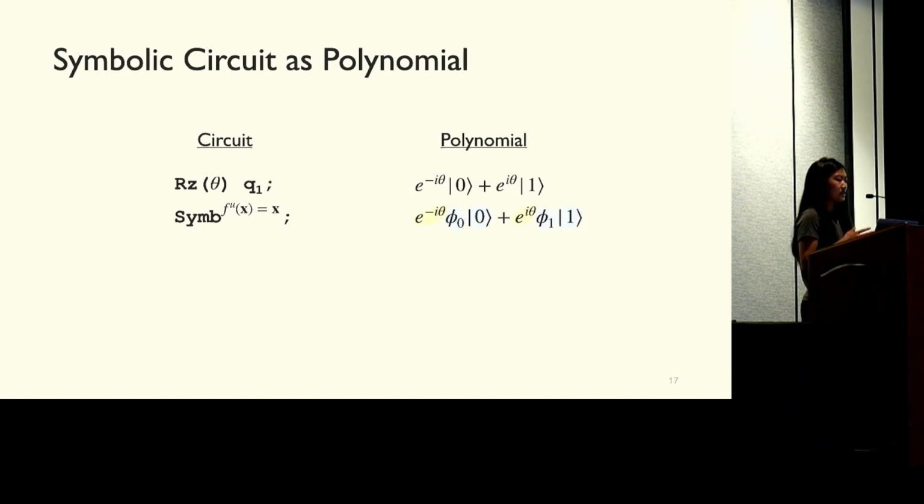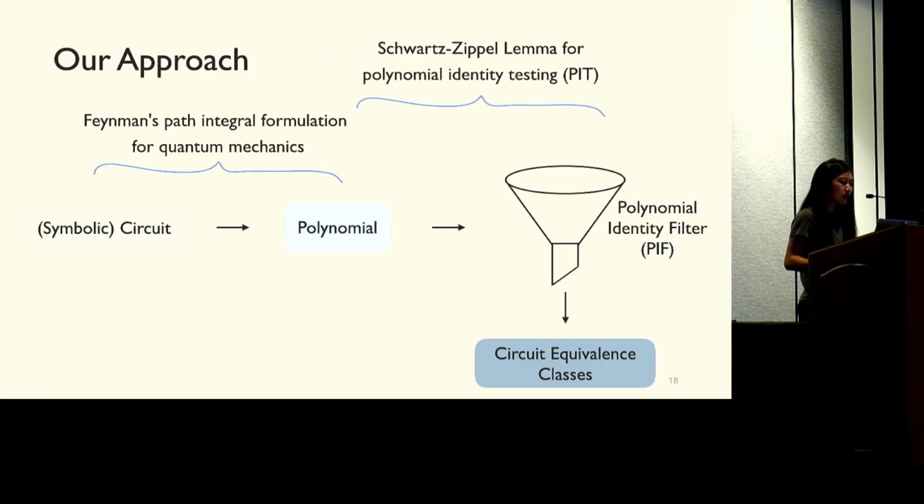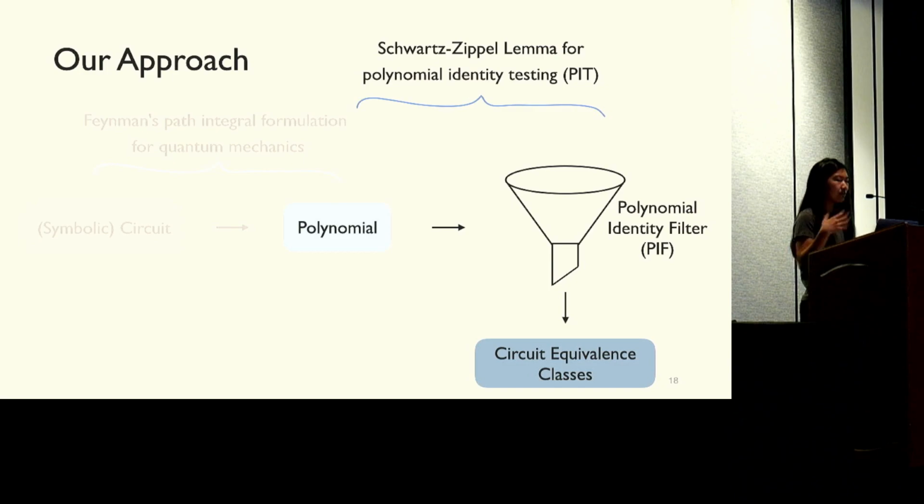And now we have something that looks a lot more like a polynomial, although there are some details missing. You can see that there are some special variables here that will need to be constrained because these are complex numbers on the unit circle. And now we have a way of turning all the circuits that we had from before into polynomials, but we still have the problem of this quadratic explosion from before, and that's where polynomial identity testing will come in.